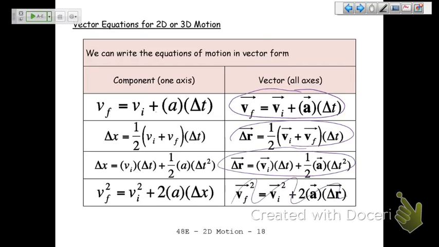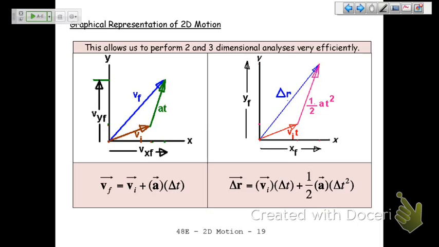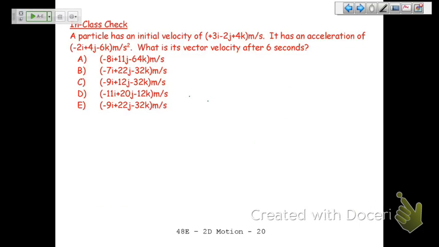I'm not going to go near that equation. And we use delta r's rather than delta x's because it's a tradition and all that. The two common ones are vf equals vi plus a delta t, and delta r equals vi delta t plus a half a delta t squared. I can do those.